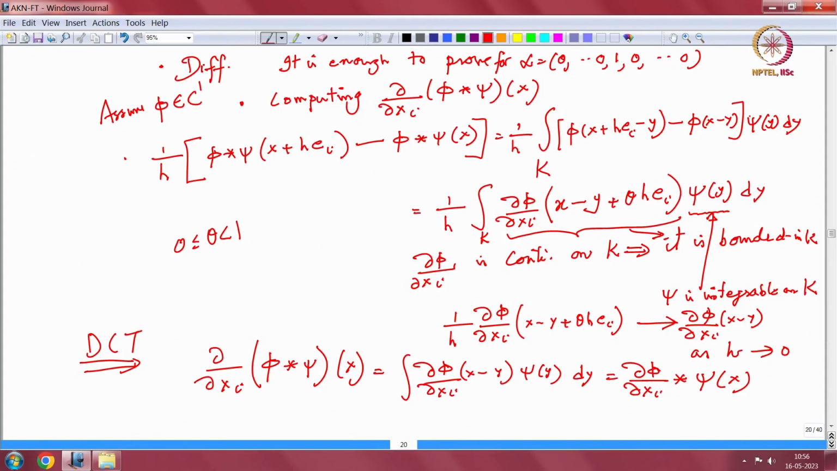So, I will stop here, and we will continue to do more results on that, including the density arguments.